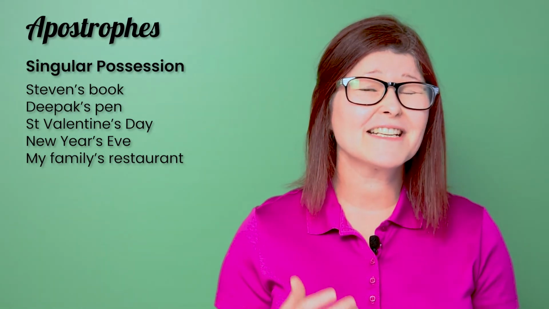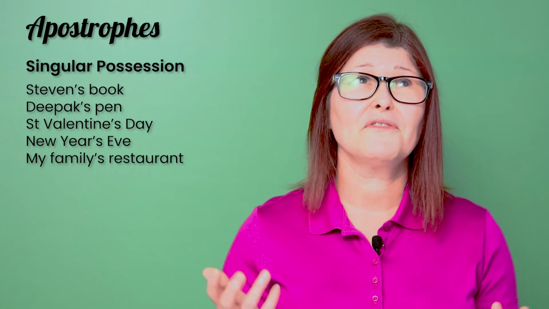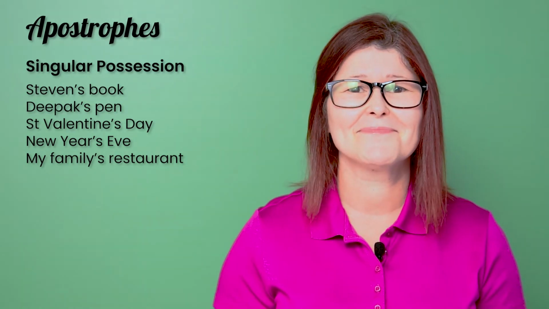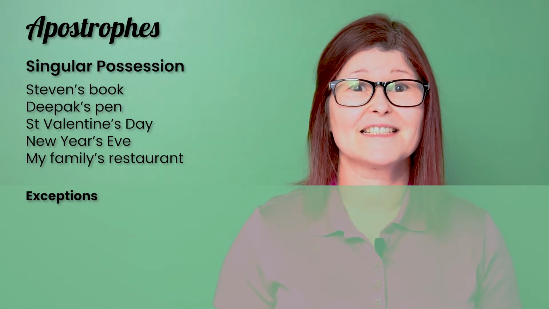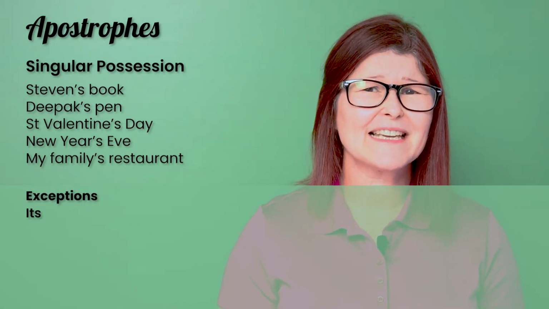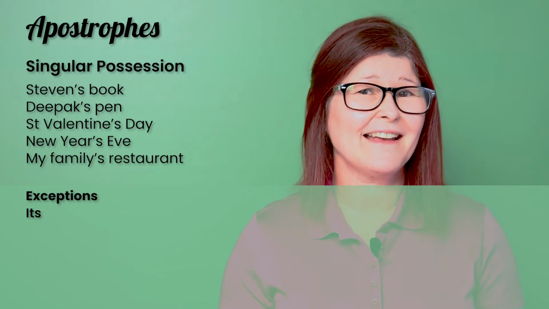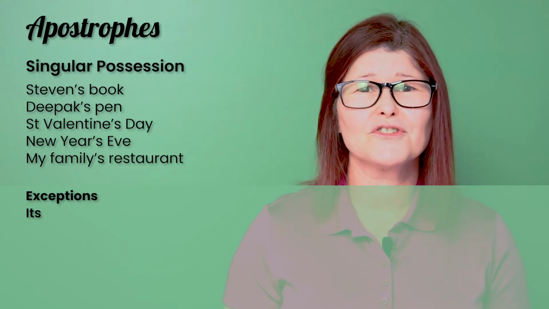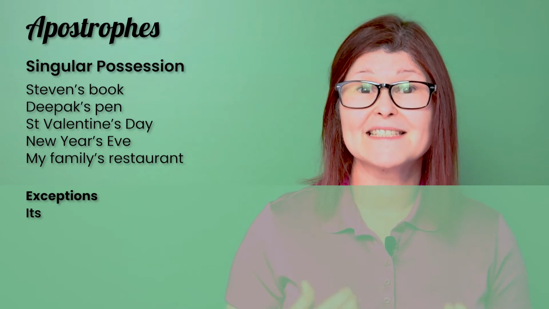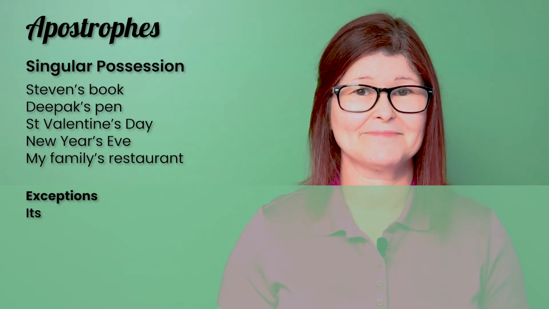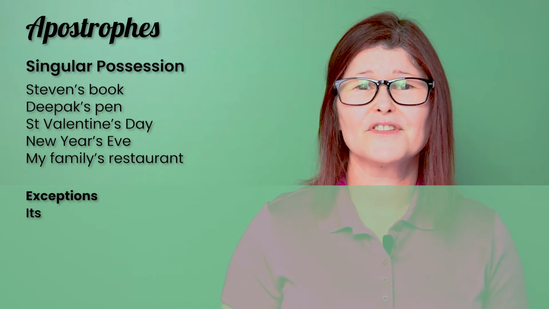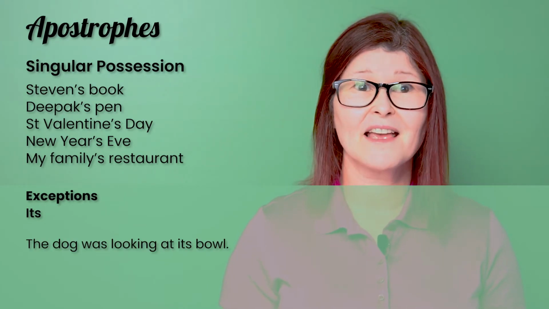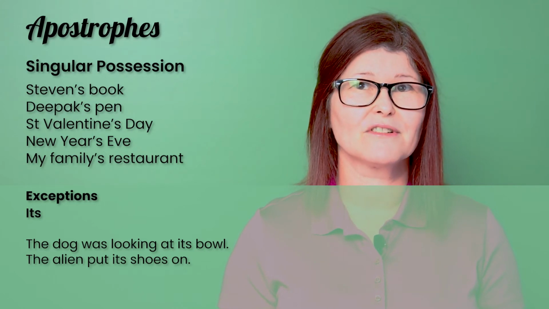Now, there are exceptions to this rule. Of course, it's English. There must be exceptions. The first exception is its. Because its with an apostrophe S is the contracted form of it is, we don't use an apostrophe for the possessive pronoun its. Examples: the dog was looking at its bowl. No apostrophe. The alien put its shoes on. No apostrophe.